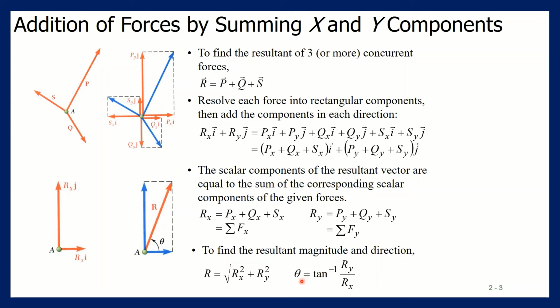And simply take tan inverse of Ry and Rx, then you will get the direction of the resultant force with respect to horizontal direction. So this is how you can add the forces for any vectors that are passing through a concurrent point. So you simply break all the forces into the x and y components, add the x components together, add the y components together, then you will get the components of the resultant force.